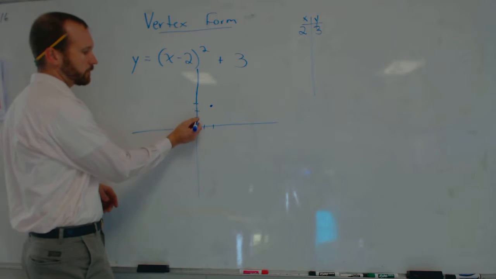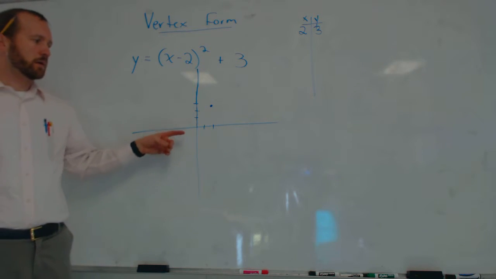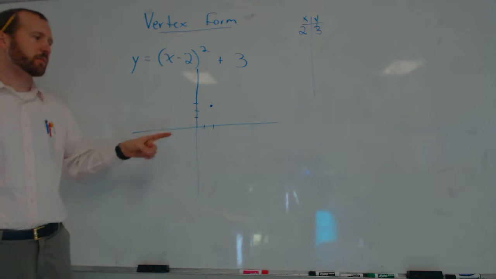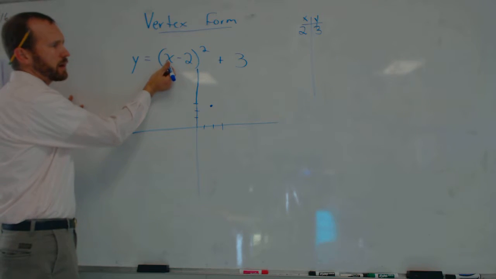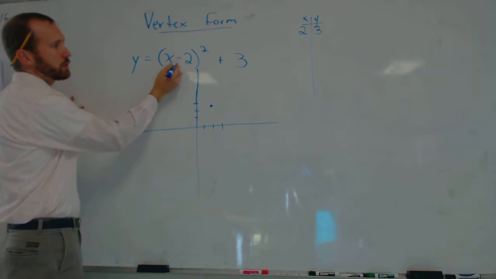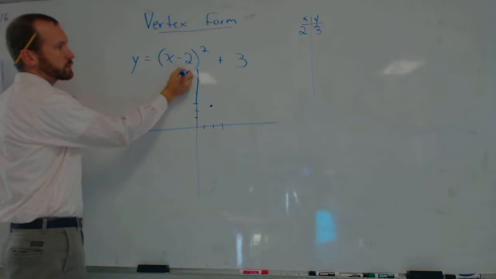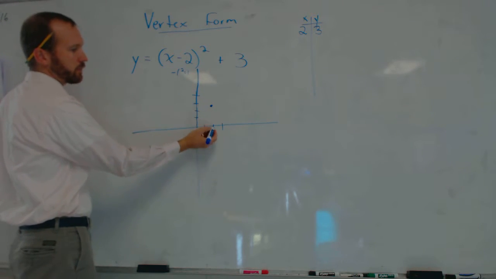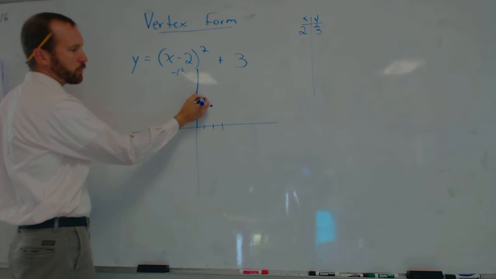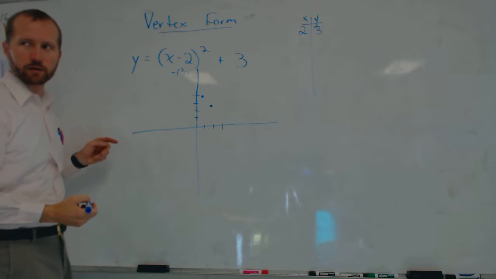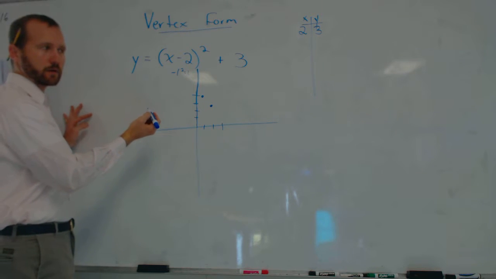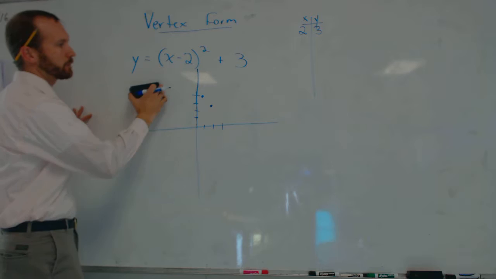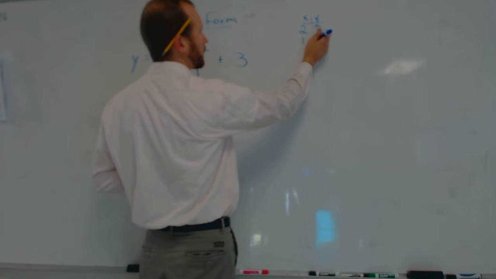Okay. So we can see that if we plug in different numbers, like, let's plug in 1 and 3. If we plugged in 1, right, we'd have 1 minus 2. That's negative 1 squared, which is 1, plus 3 is 4. So if we go over 1, we go up 1. From this point, (1, 4) is over 1, up 1, right? That sounds kind of familiar.